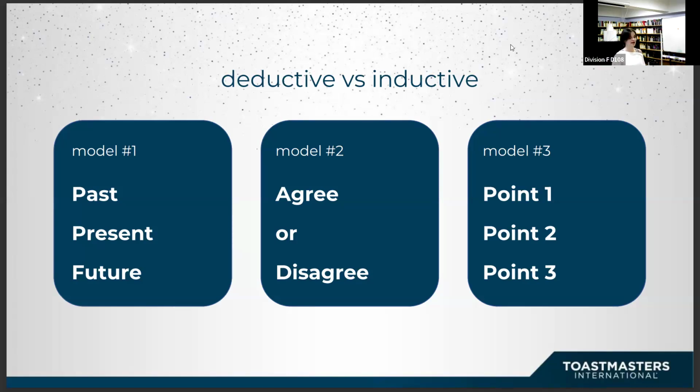Oh, I remembered the third example was how I found Toastmasters basically in the book. So the book, the article, the book, and here I am. That's past, present, and future, the easiest pattern. Use it. Agree or disagree?